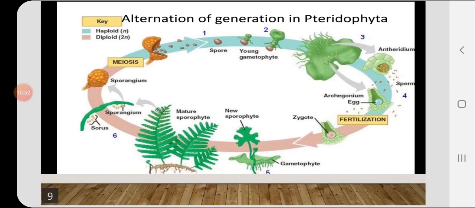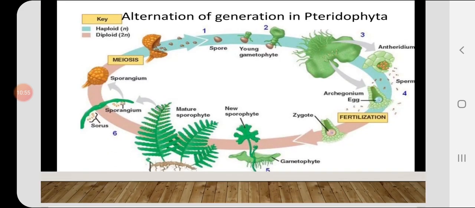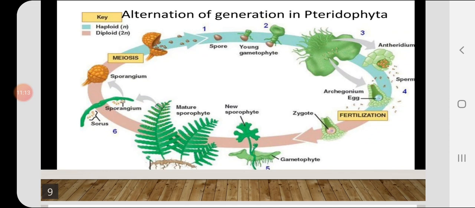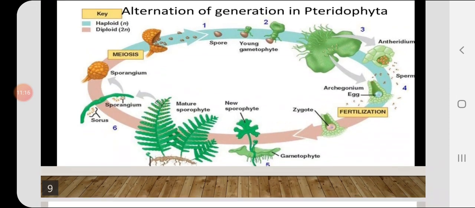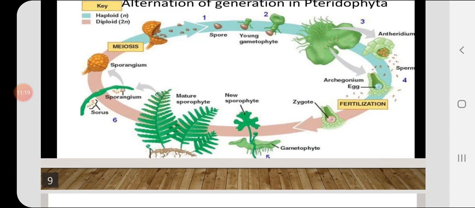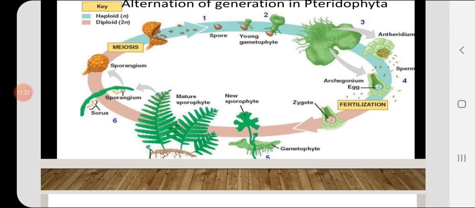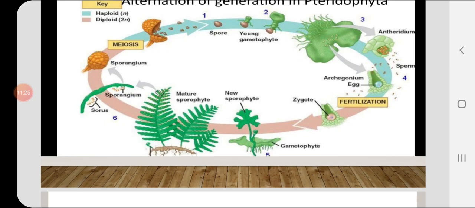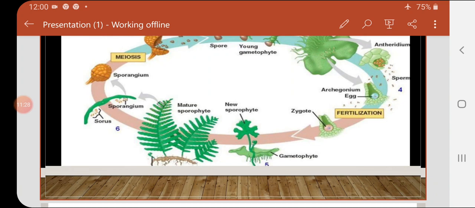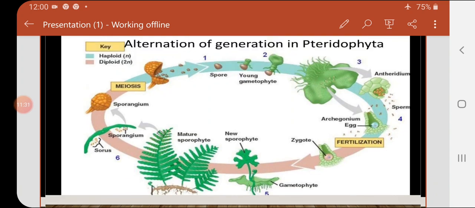See here, this is the diagram for alternation of generation in pteridophytes. Alternation of generation means one time it will show the sporophytic generation, the next time the gametophytic generation. The gametophytic generation will produce gametes and the sporophytic generation will produce spores. You can see in the diagram, the sporophyte. From the sporophyte you can see a sporangium, meiosis and spores coming. From these spores you can see young gametophytes, then antheridia, sperm.